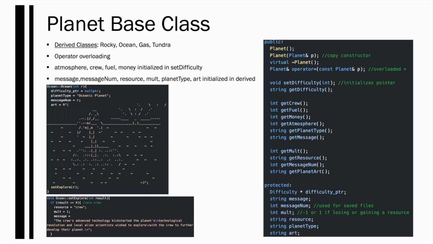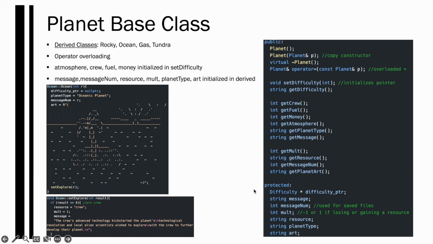Next is the planet base class and its derived classes. There are 4 types of derived classes that are different planet types. They are rocky, ocean, gas, and tundra. And on the right is the .h file for the planet base class. The majority of the functions are called using inheritance, so there's not a lot of functions used in the derived classes. There is operator overloading for creating the planet array and for loading in a saved file.